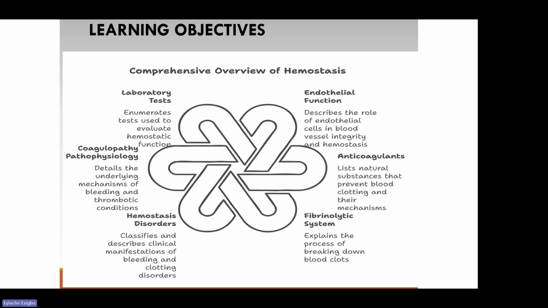You should also be able to describe the role of endothelial cells in blood vessel integrity and hemostasis. You'll be able to list the natural anticoagulants that prevent blood clotting and their mechanisms of action. For the fibrinolytic system, you should be able to explain the process of breaking down blood clots.